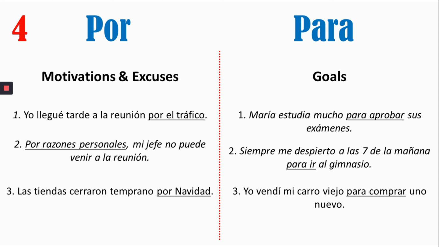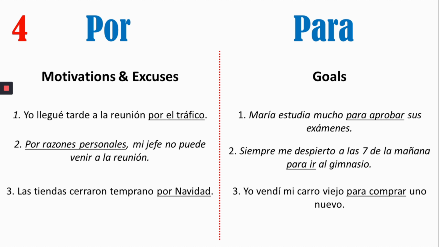Number 4. Por is going to be used with motivations and excuses. Let's take a look at the example number 1. Yo llegué tarde a la reunión por el tráfico. In this case, el tráfico is the excuse. It's the why I got late to the meeting. Therefore, I will use por. Por el tráfico, because of the traffic.